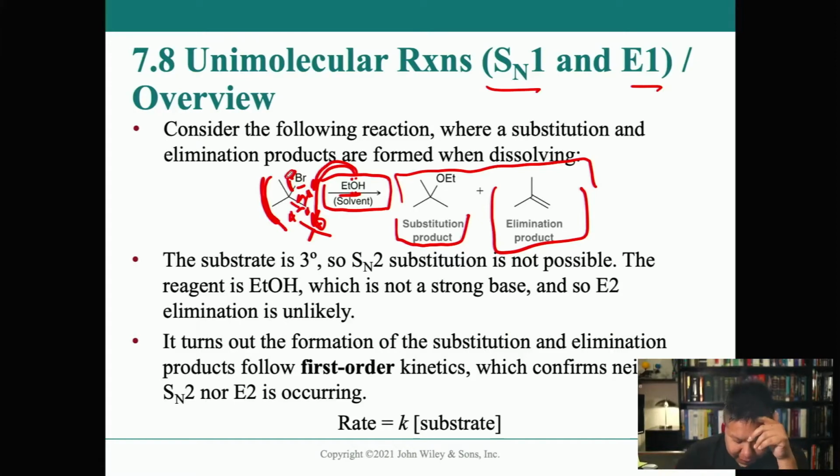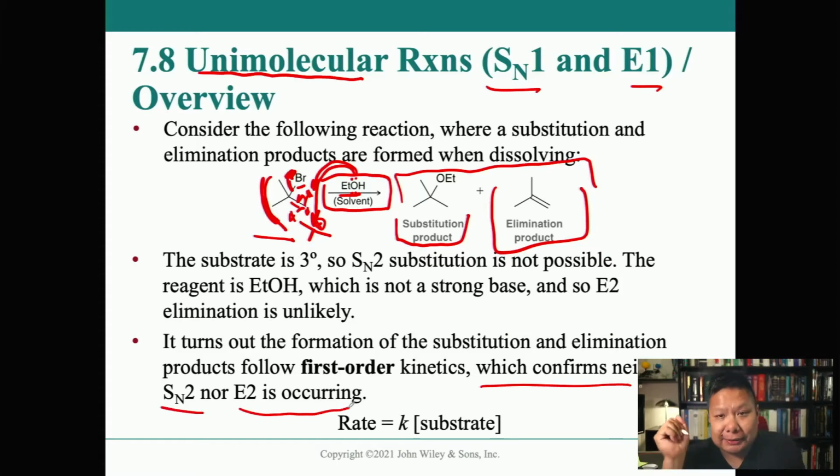But this is just a single molecule here, just breaking apart, right? And that's why we call it a unimolecular or single molecule reaction, right? So it turns out that the formation of substitution and elimination products follow first order kinetics, right? Which means that it confirms that neither the SN2 or the E2 is occurring, right? Because remember, when we had E2 or SN2, it was actually second order kinetics, right?